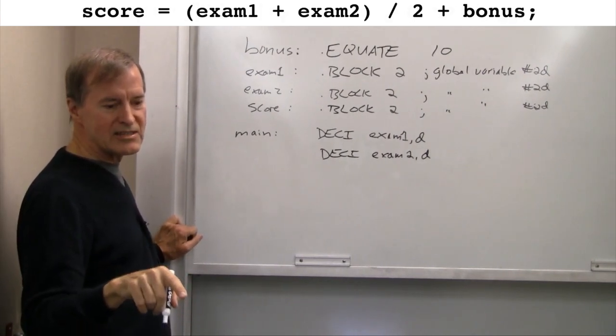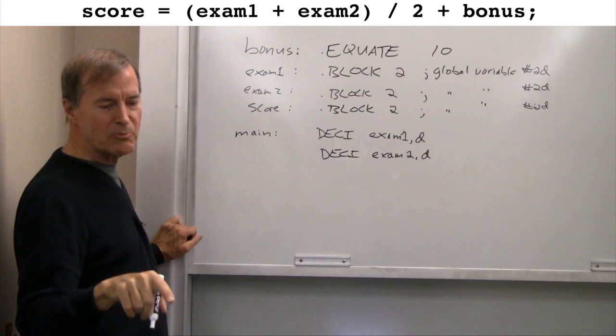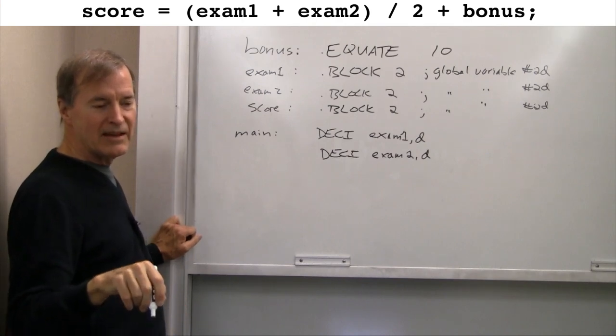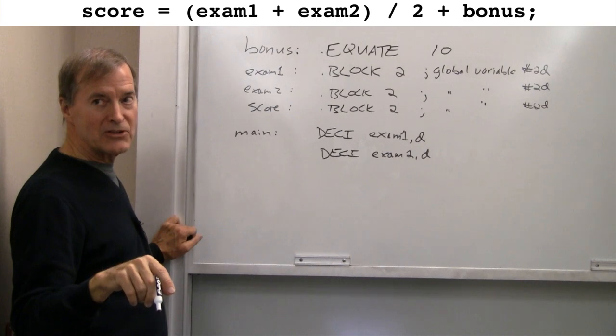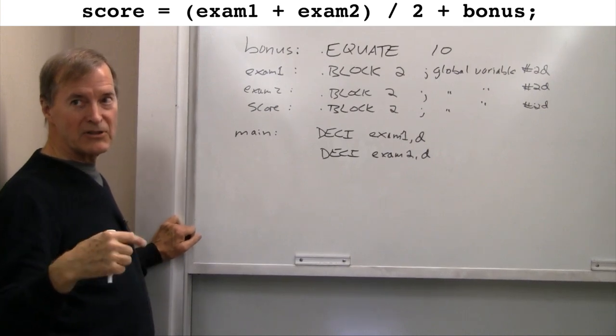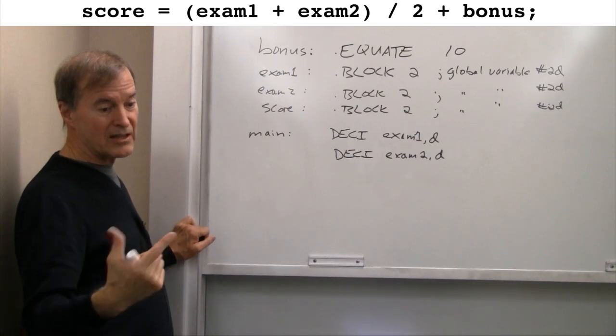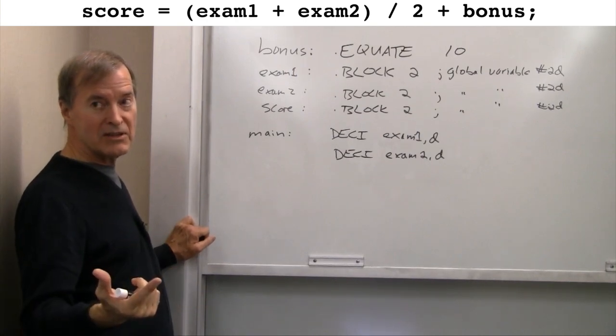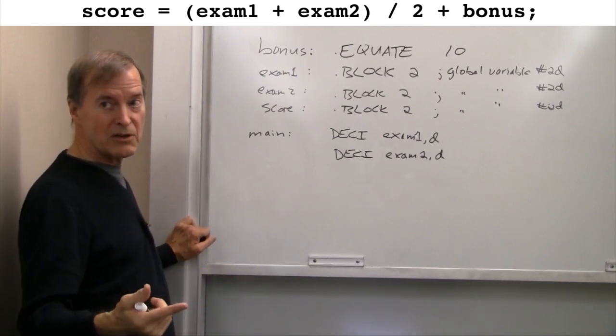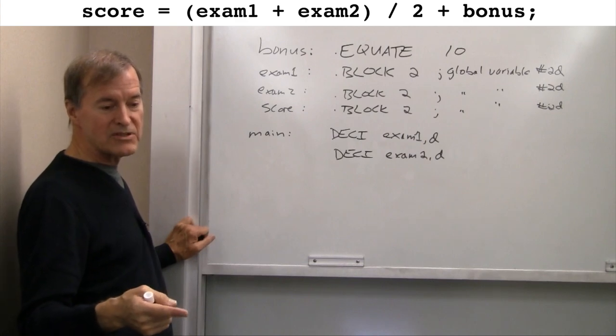Score gets exam 1 plus exam 2 divided by 2 plus bonus. Now, how are we going to do that? We're going to have to calculate what's on the right-hand side of the assignment statement and then give it to the variable on the left. So what's the first thing we have? How do we do exam 1 plus exam 2?